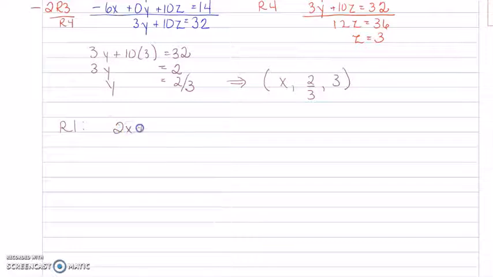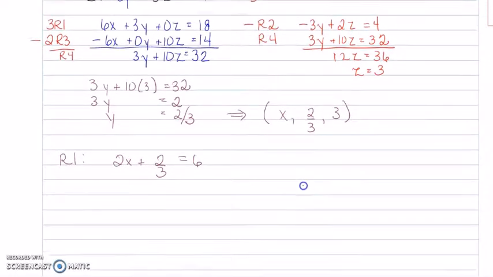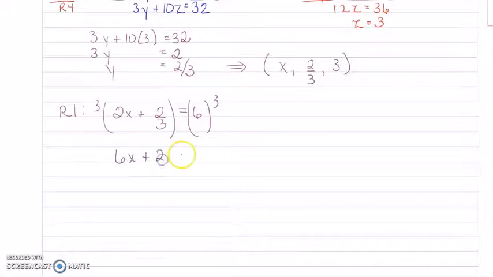So 2 times x plus y was 2/3. There is no z value there, equals 6. Because I know we're fond of fractions, I will multiply both sides by 3. So 6x plus 2 equals 18. Then 6x equals 16. X then equals 8/3.